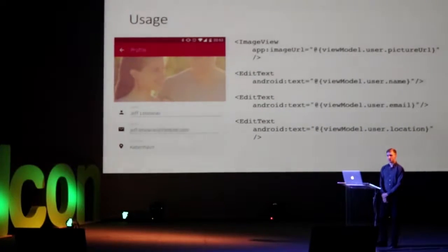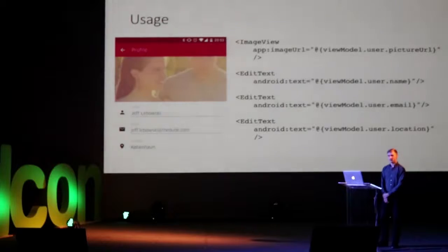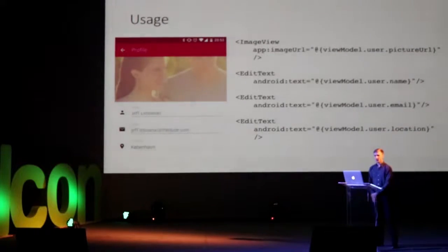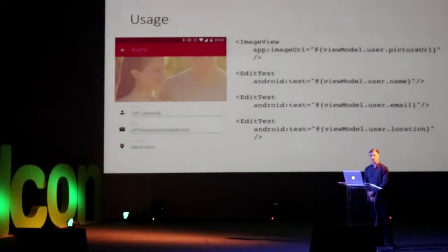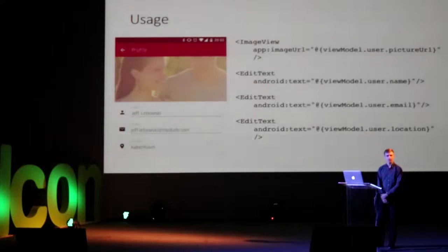So this is, I think, a good example of how to use data binding. We just have a simple profile screen with a profile image, the user's name, email, and location. The way you can bind this data is, for the EditText, you just bind the text. So you have a view model that has a user, and that user has a name, email, and location. Very straightforward. For the image, we're doing something special. addImageUrl is not an attribute that's available out of the box. And I'll get back to that later, this specific example.